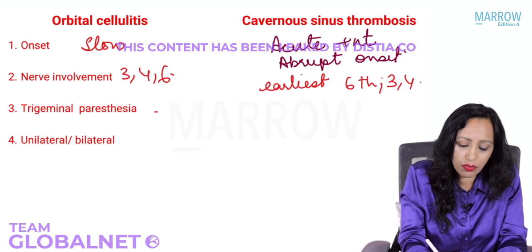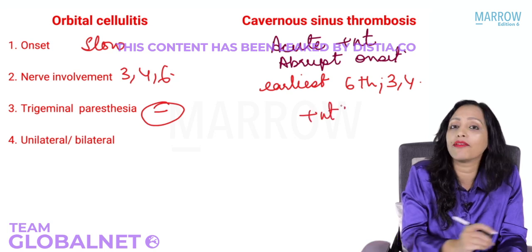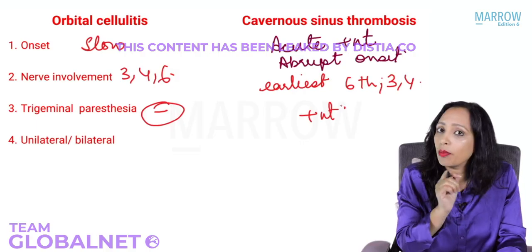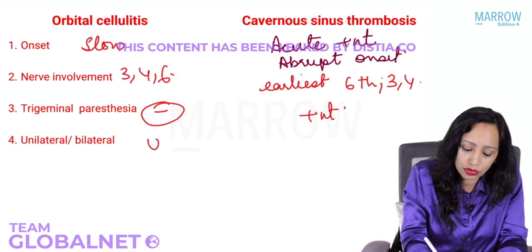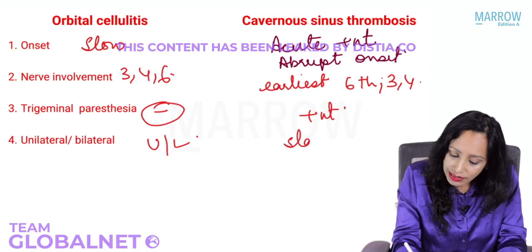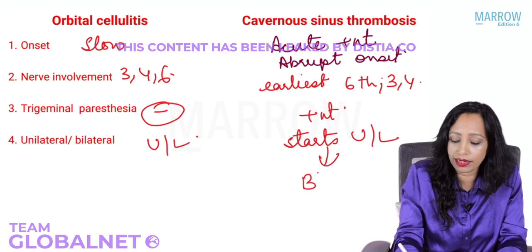Trigeminal paresthesia will be absent in orbital cellulitis. It will be present in cavernous sinus thrombosis. And another very important difference is that orbital cellulitis is always unilateral, whereas cavernous sinus thrombosis starts as unilateral and then it progresses to bilateral.